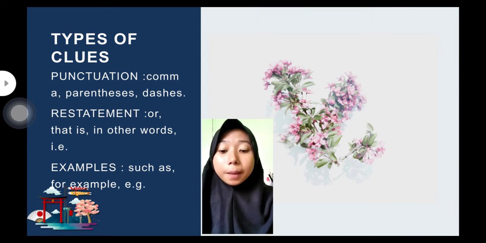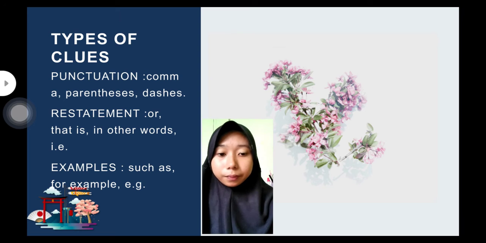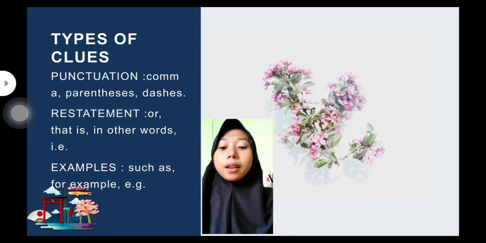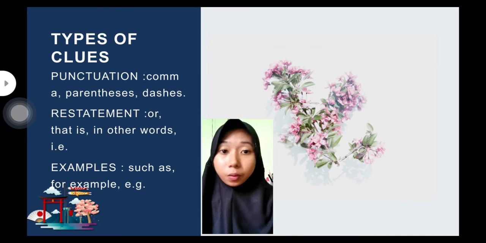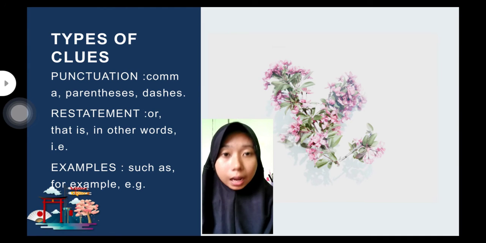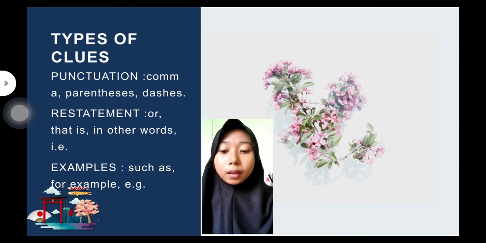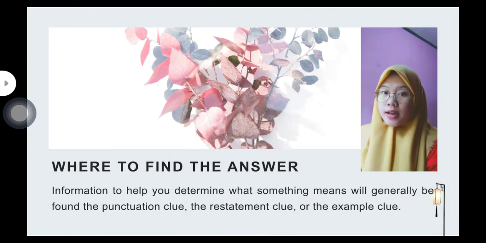Next, the types of clues. 1. Punctuation: comma, parenthesis. 2. Restatement: or, that is, in other words. And 3. Example: such as, for example.